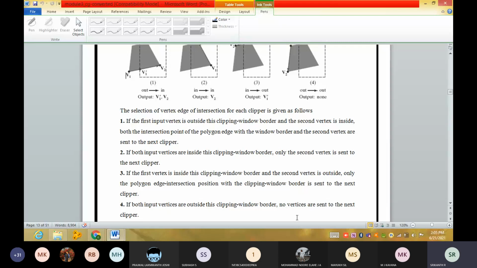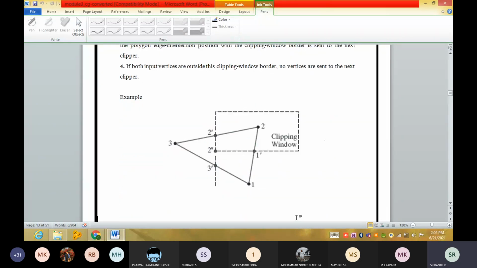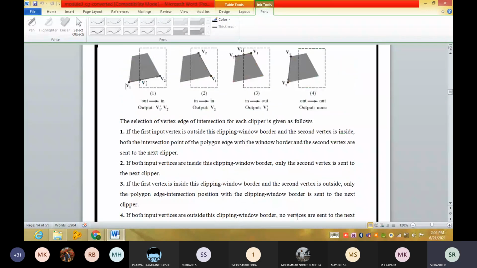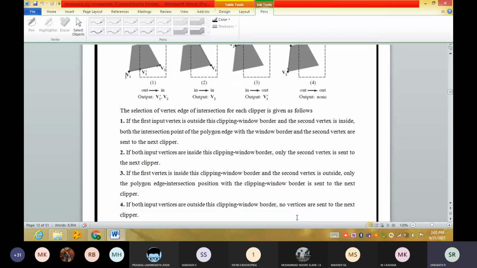Go through these four cases. This is the algorithm, guys. The example is given. For today's class, you just go through these four cases. In the next class we shall see the revision of this once again, with an example, and see other topics.